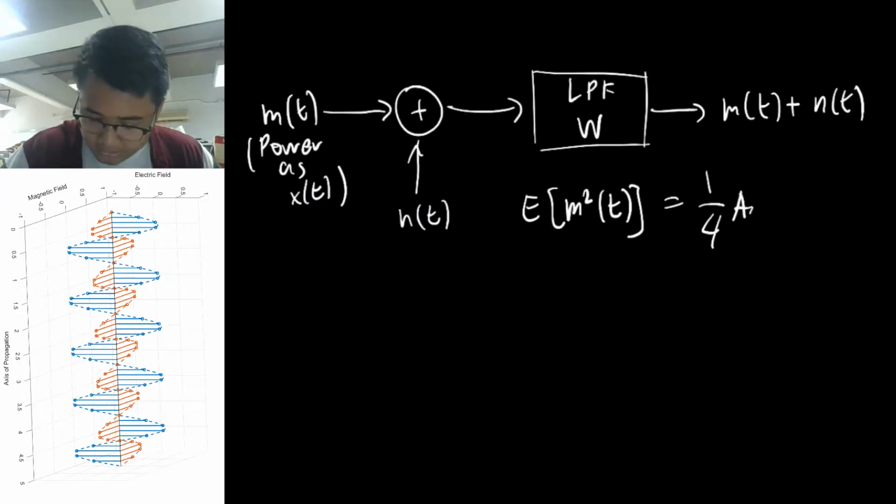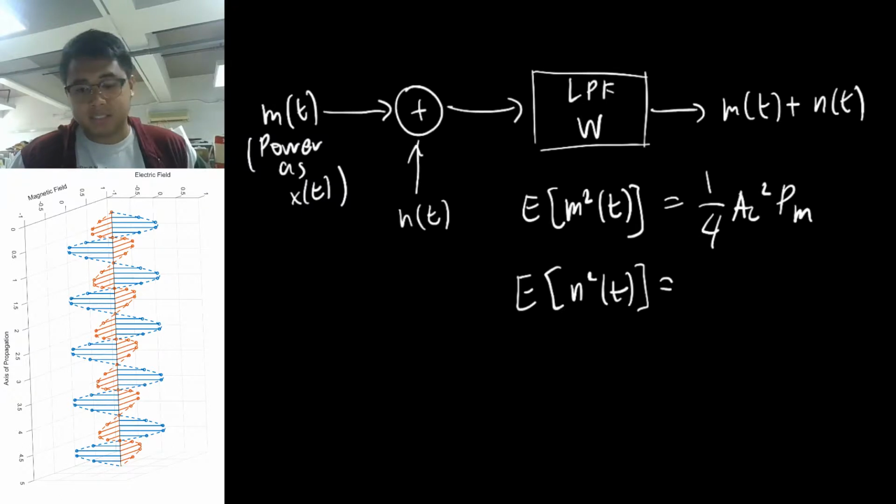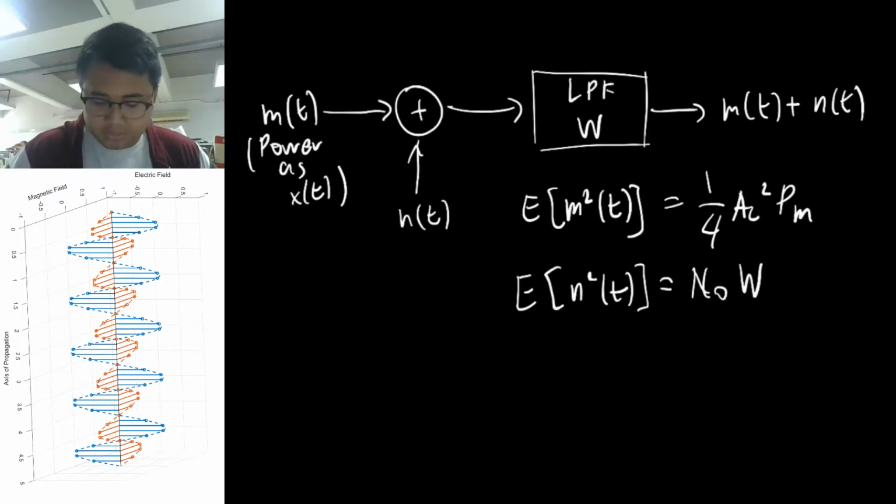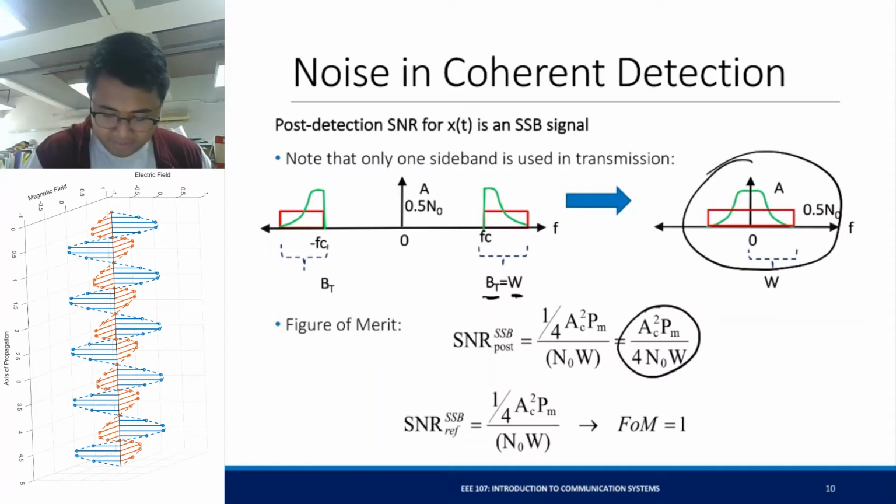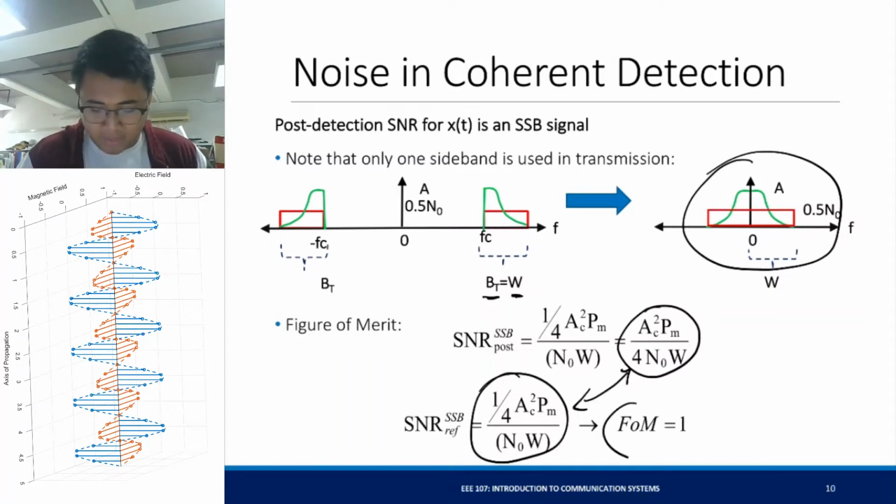So m of t has a power the same as your transmitted signal. That's 1/4 A_C squared p sub m. The power of noise here is equal to N naught times W also, since you have an LPF with a bandwidth W. Okay? And you get the same reference SNR as the post-detection SNR. You have a figure of merit equal to 1. So what that tells us is that the performance of an SSB signal is the same as that of a DSBSC signal, in terms of resistance to noise.